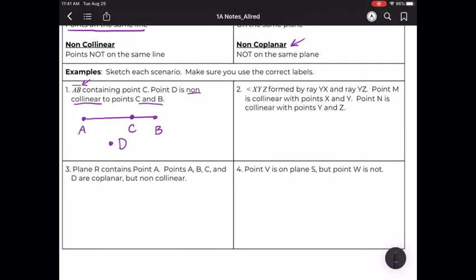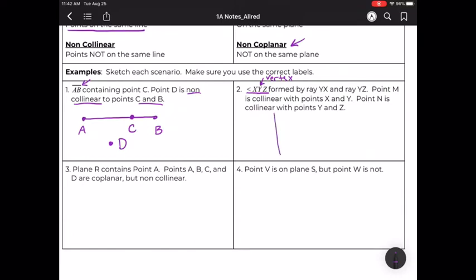Number 2, this would be read as angle XYZ formed by ray YX and YZ. That means this Y value is your vertex. I want you to label it like that, vertex, V-E-R-T-E-X. So that's what I'm going to start with, even before I read the rest so that it doesn't get confusing.